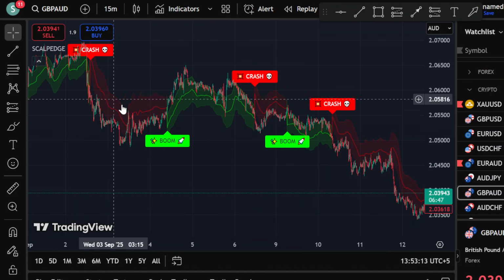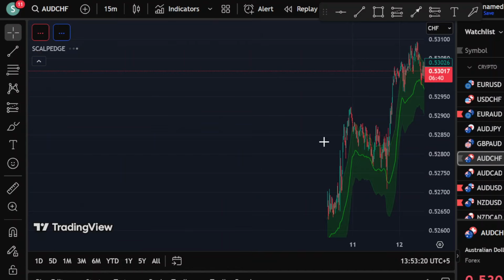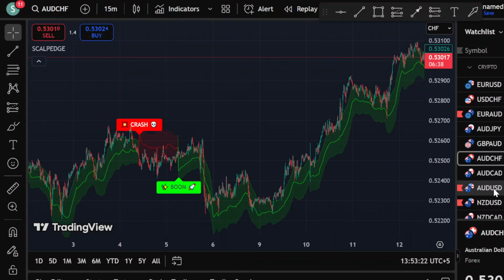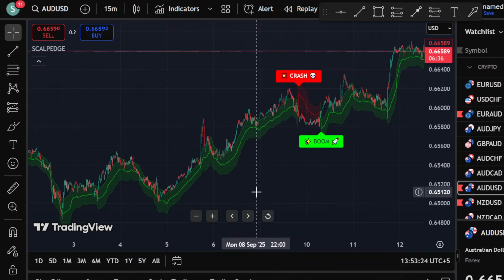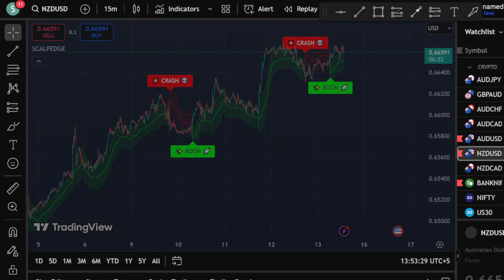One thing you need to try is to avoid pairs like GBP/AUD and AUD/CHF. These are not very good pairs to trade. If you go for Australian dollar USD, this is a good pair. So trade as many volatile pairs as you can, as they are good for your trading.